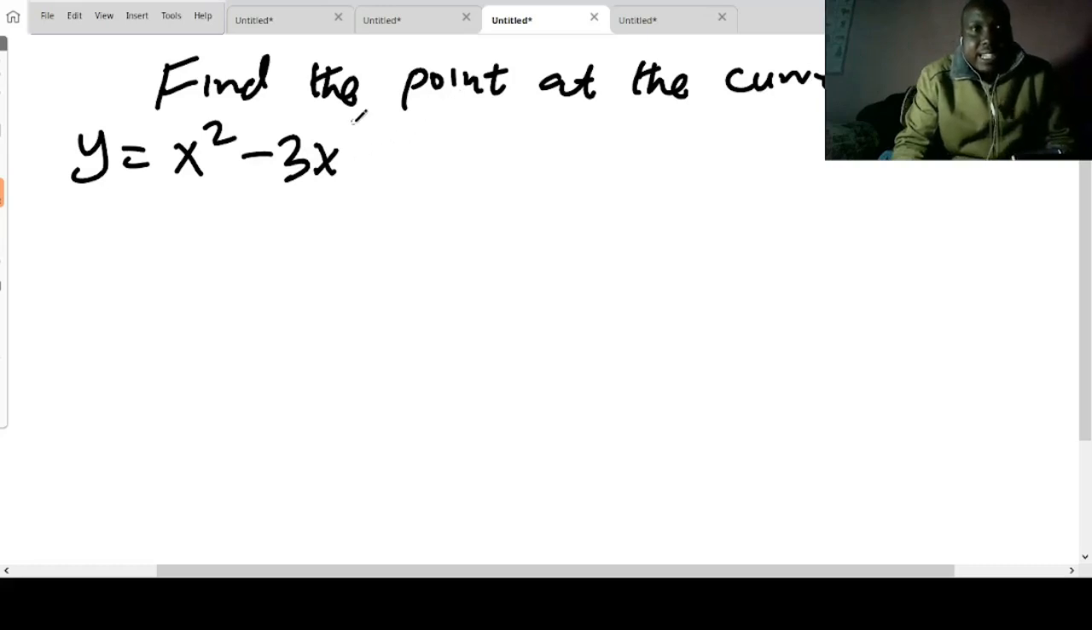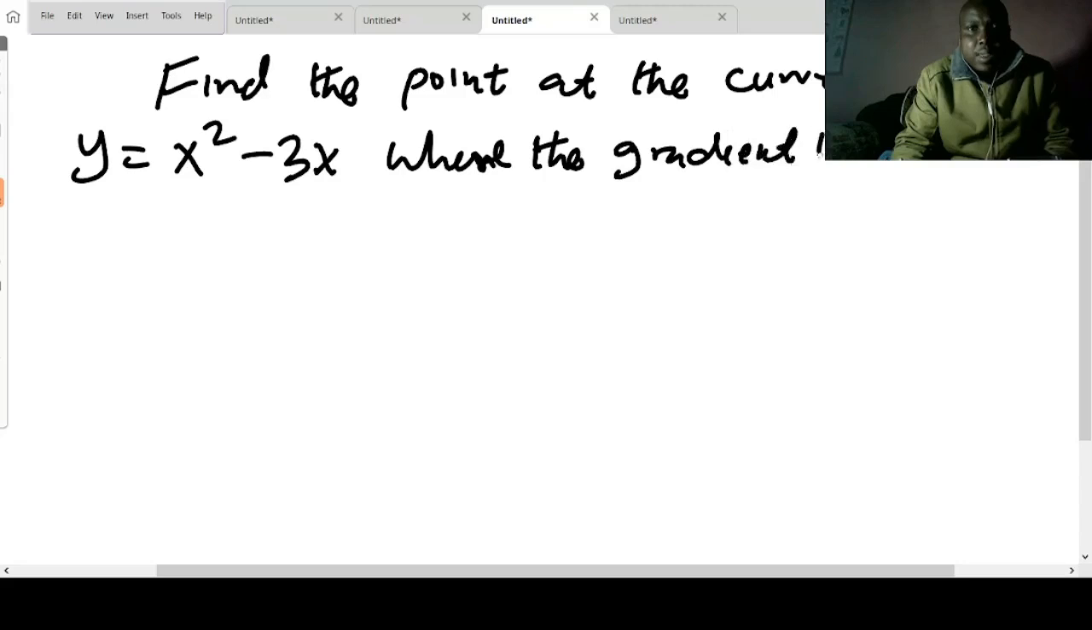Find the point at this curve where the gradient is 1. So we have been told the gradient is 1.